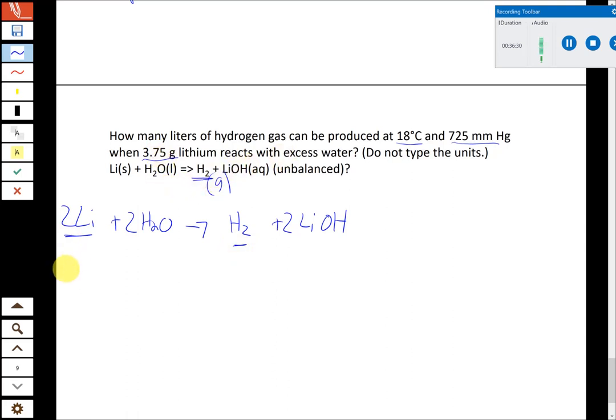So what we're going to do first is calculate the moles of H2 that form. And this is just a mass to mole stoichiometry problem. So we have 3.75 grams of lithium. We're going to convert that to moles using the atomic mass of lithium, which I forgot. I think it's 6.94, but let me double check that. 6.94, good. So we're going to have 6.94 grams of lithium in 1 mole.